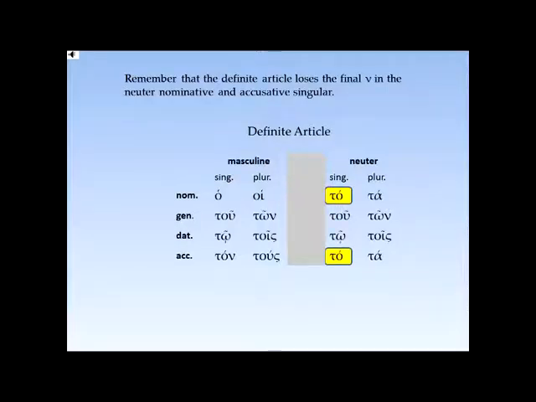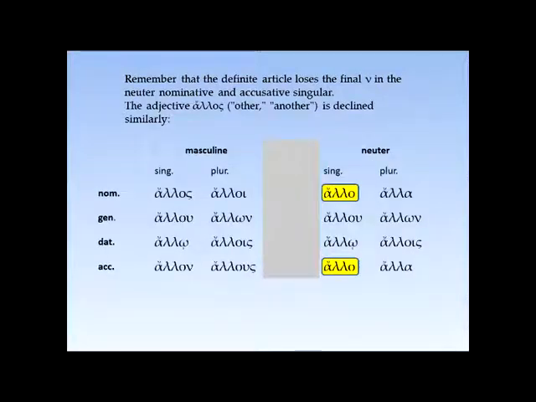The masculine definite article for the accusative singular would be tan. But the neuter is just ta without the nu. The adjective allos, which means other, and it can also mean another, is declined similarly. In the nominative singular, we just have allo, no nu, and in the accusative singular, we just have allo, no nu.